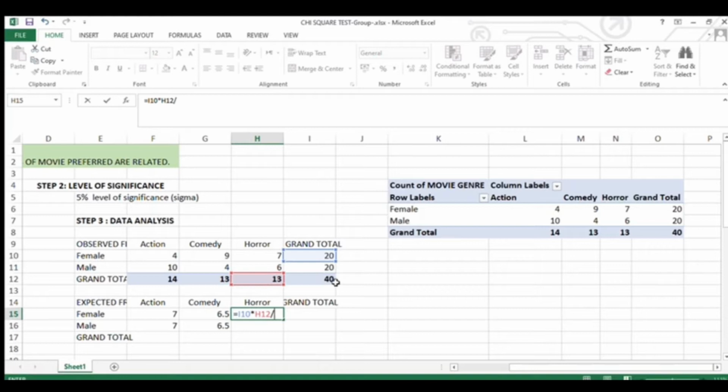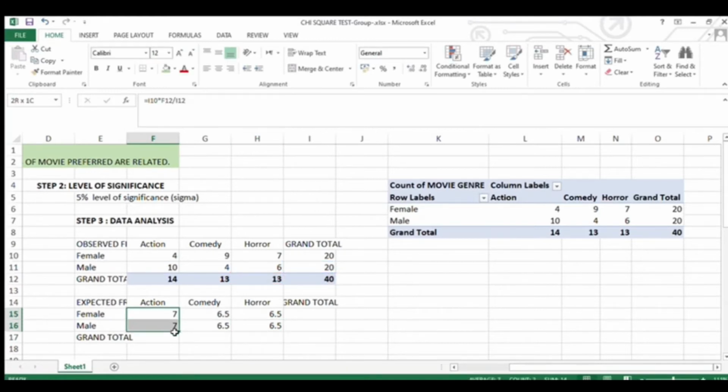Same goes as the rest of the value. You have to calculate manually. When you're done with the calculation, you can check whether the calculation is correct or not by getting the same value of grand total for each row and column.